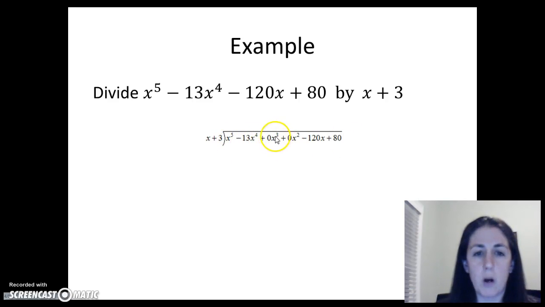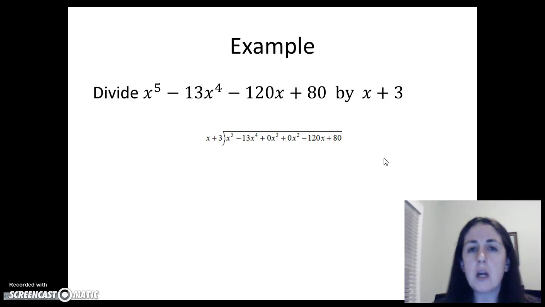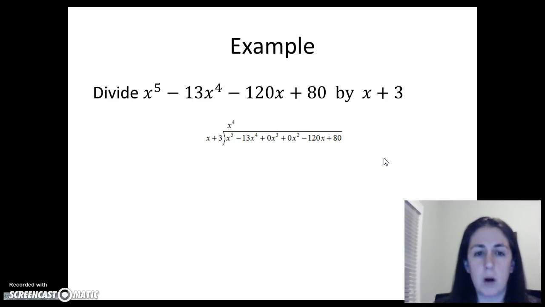x to the 5, 4, 3, 2, 1, none. Every x needs to be accounted for. Go through the same process. x times what is x to the fifth? That's x to the fourth. Distribute x to the fourth to both of those and subtract completely. Remember here the x to the fifth will cancel. Negative 13x to the fourth minus 3x to the fourth is negative 16x to the fourth. Bring that next term down.